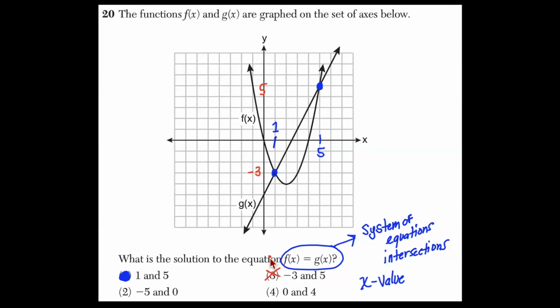But again, the main thing, the dead giveaway, is that f of x is equal to g of x tells us that we're looking for the solution points, and we're looking for the x values of those intersections.